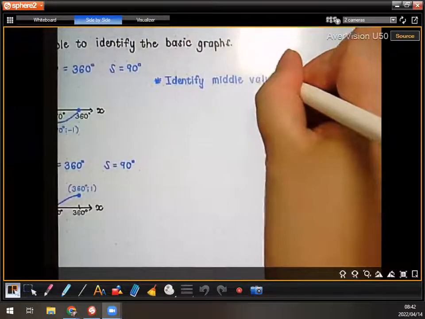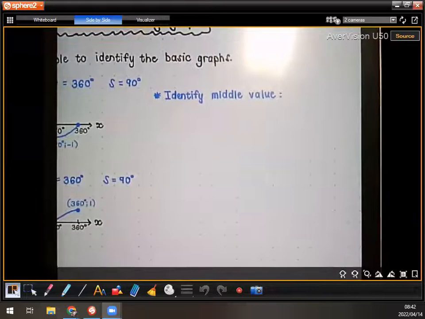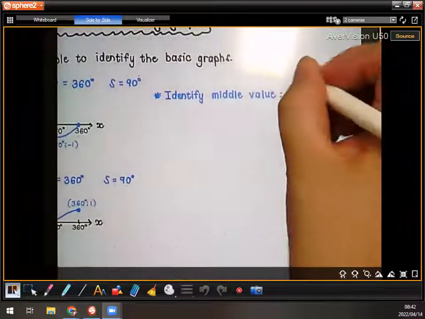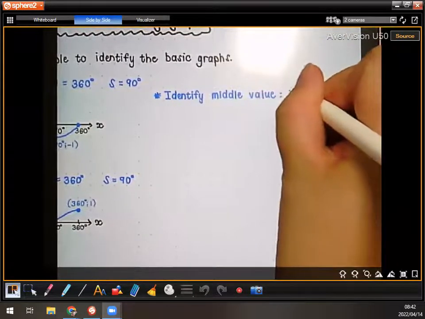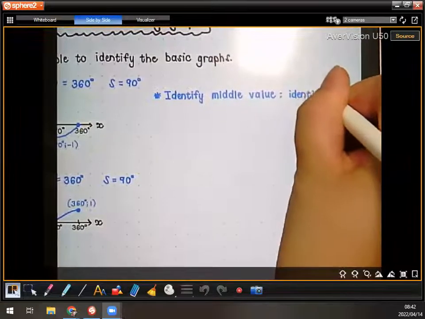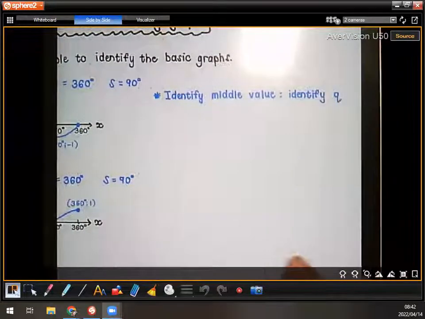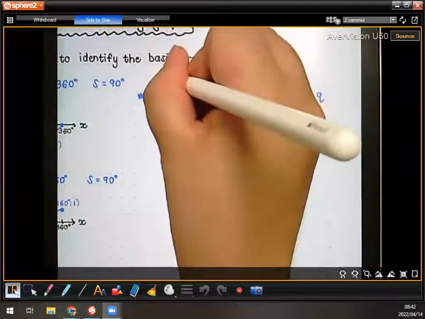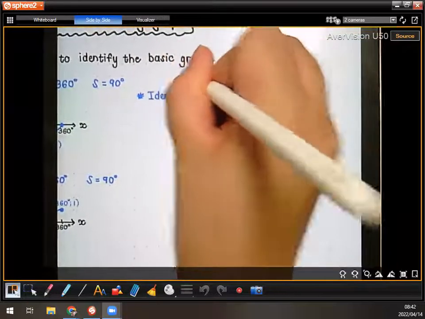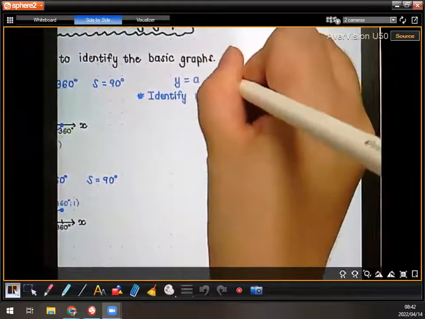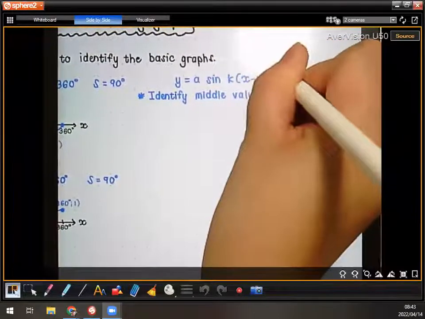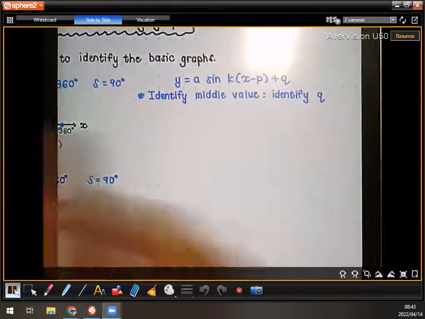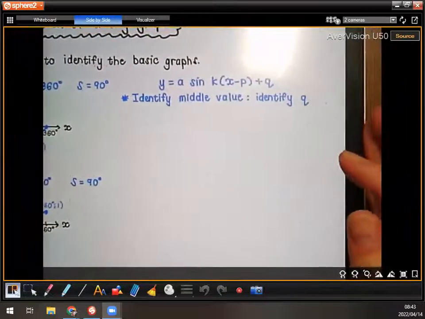And guys, that middle value will tell you what the Q is. Okay, we're going to do some examples, but the middle value is going to help you to identify Q. Maybe I should just write the standard form as well quickly. We're thinking of y equals a sine k bracket x minus p plus q. Right, that is the standard form. So those are the various changes that they can make.